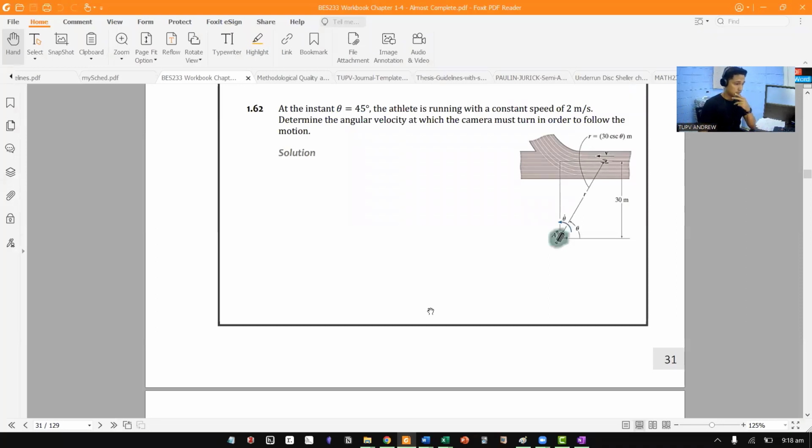Okay, so let's continue our sample problems. Our next problem is shown on the screen, and let's read. At the instant that theta is 45 degrees, the athlete is running with a constant speed of 2 meters per second. Determine the angular velocity at which the camera must turn in order to follow the motion.